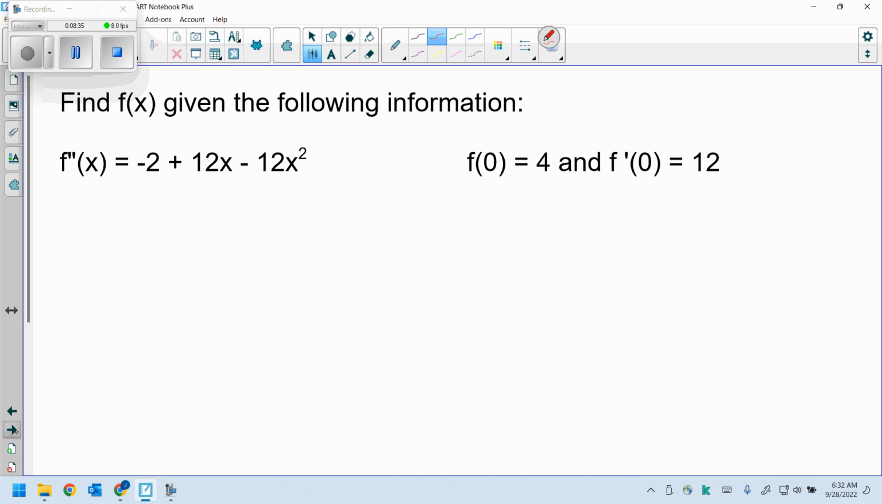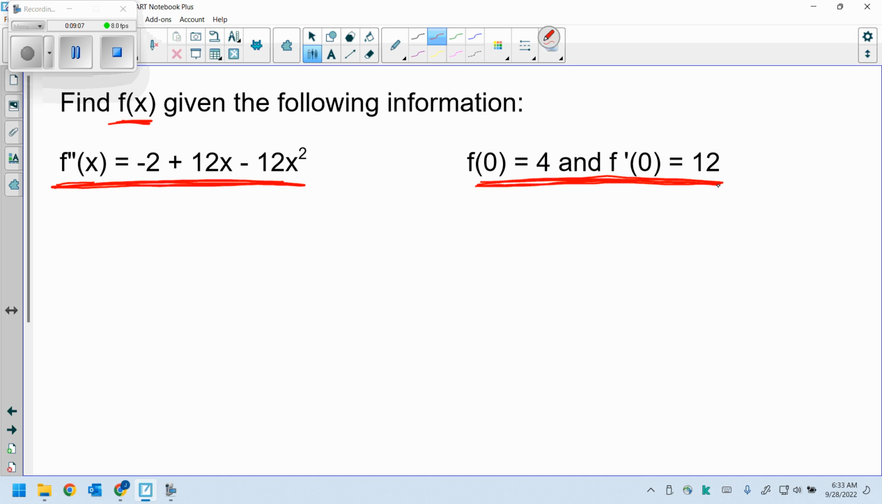F double primed of x we are given right here. And we're given some information about the first derivative and the function itself. And we are asked to find what that specific function is. What is the specific function that has this as its second derivative and also has these specific values along the way?